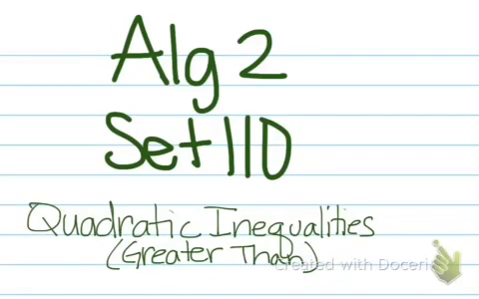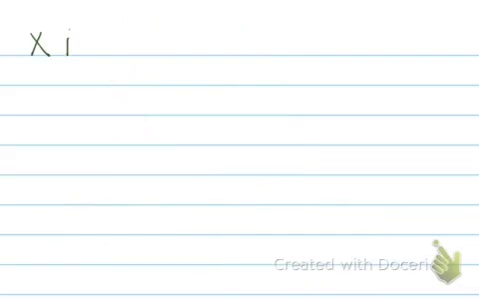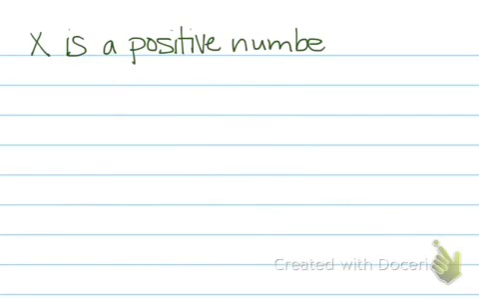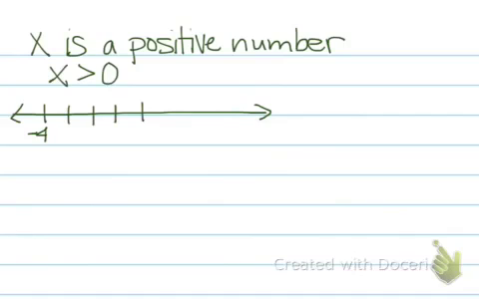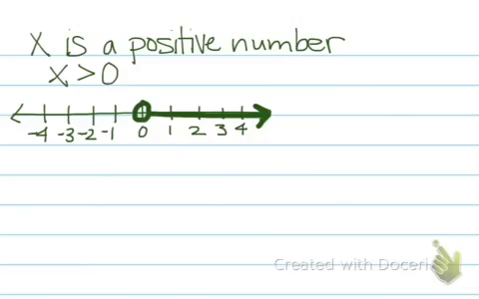Algebra 2, set 110, quadratic inequalities using greater than. So if we have a situation where x is a positive number, we can represent it using x and the inequality greater than 0. And if we were to draw that on a number line, we would get graphing it with an open circle at 0 and with an arrow to the right.